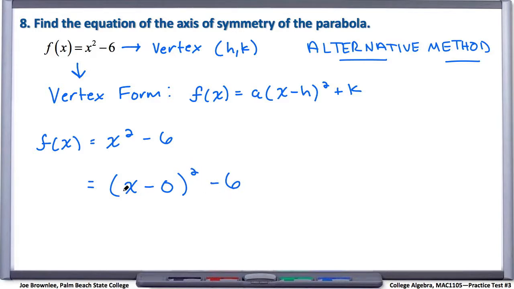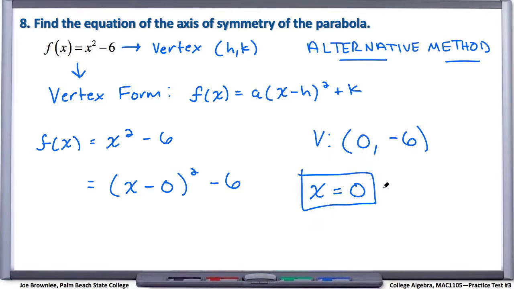And once we're in this form, we can quickly identify what our vertex is, can't we? We can see that our h value is 0, our k value is negative 6, and once you have your vertex, to get the axis of symmetry for a parabola that opens up or down, all you have to do is define the equation x equals h, but we know what h is, don't we? So all we have to do is drop that value into our equation. We get x equals 0, which is exactly what we got in method 1. x equals 0 is our axis of symmetry.